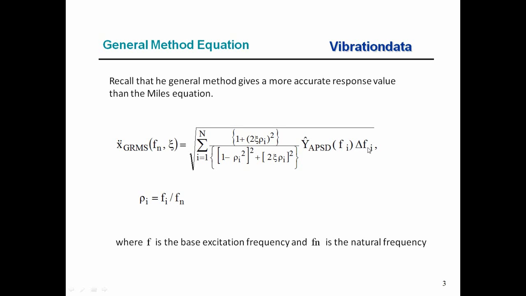Typically, delta f sub i could be a constant step, but in some cases it could also be a step in terms of octave bands, maybe like a 1/12th or 1/48th octave, whatever. Either way, we can use this formula. And what this comes out to be is really the square root of the sum of the squares. It's that type of a calculation. And that gives us the overall response GRMS value.